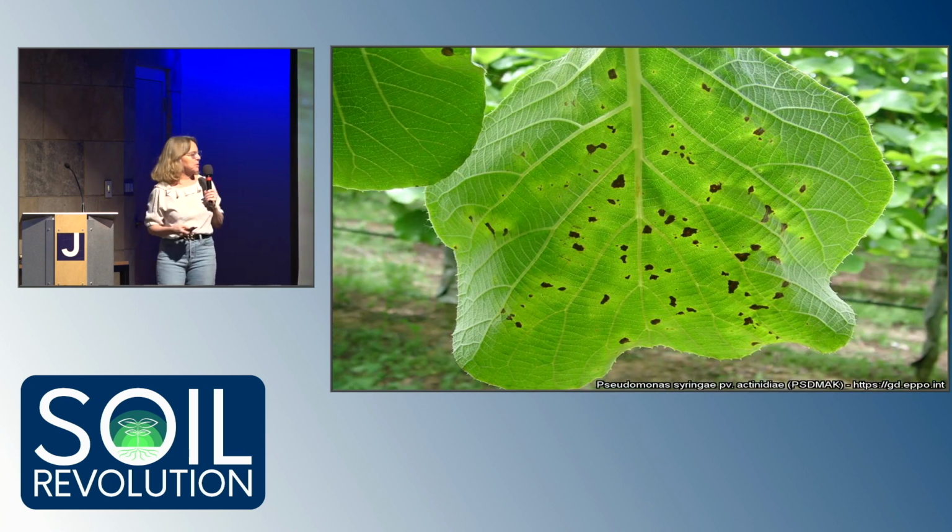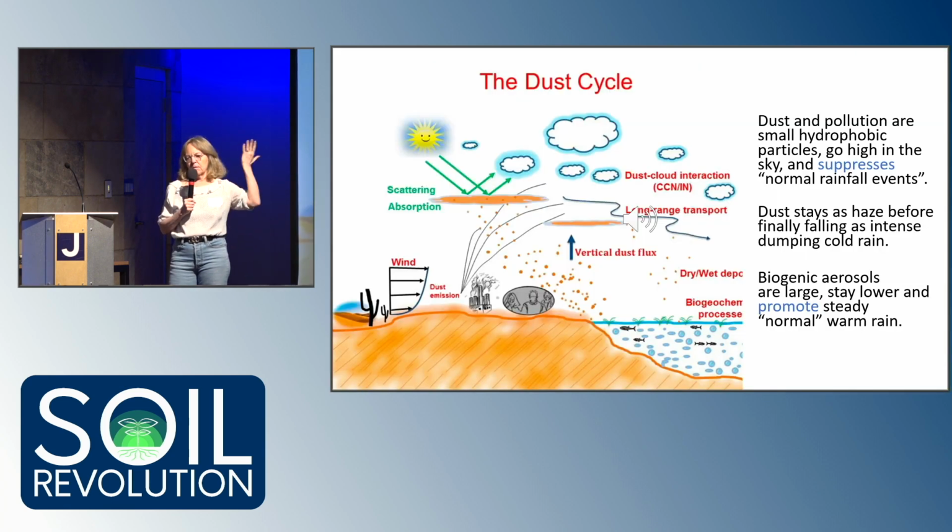All right, so this is Pseudomonas syringae. This is the bacteria from leaves that is used in snowmakers, right? So there are 10,000 different leaf bacteria.